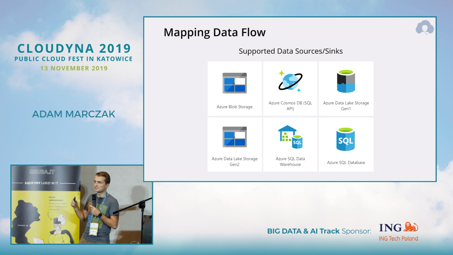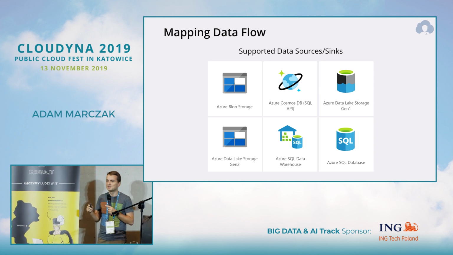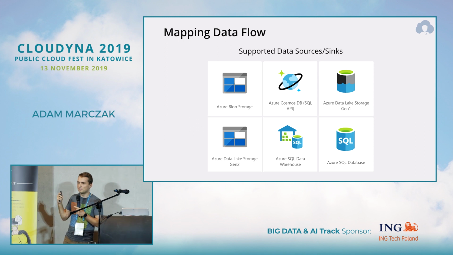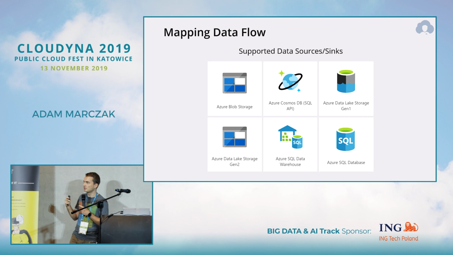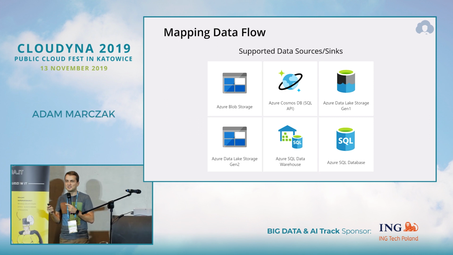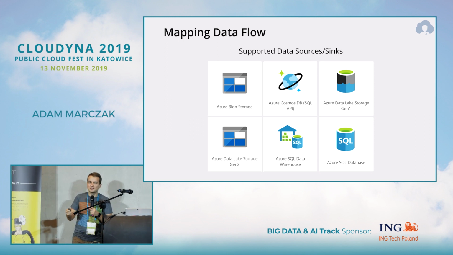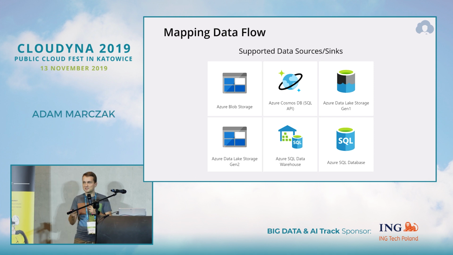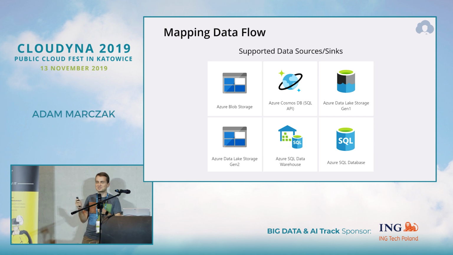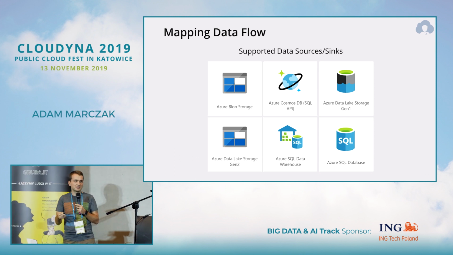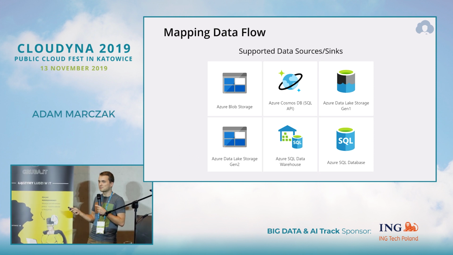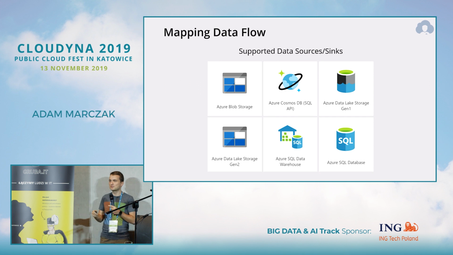Who knows what Spark is? Quite few. So Apache Spark is a big data technology that allows you to work on very large data sets very fast. It's in memory, it's super fast. And who knows what Azure Databricks is? Pretty much the same people, awesome. And Azure Databricks is a service developed by people who created Spark. So it's even more performant version of Spark.